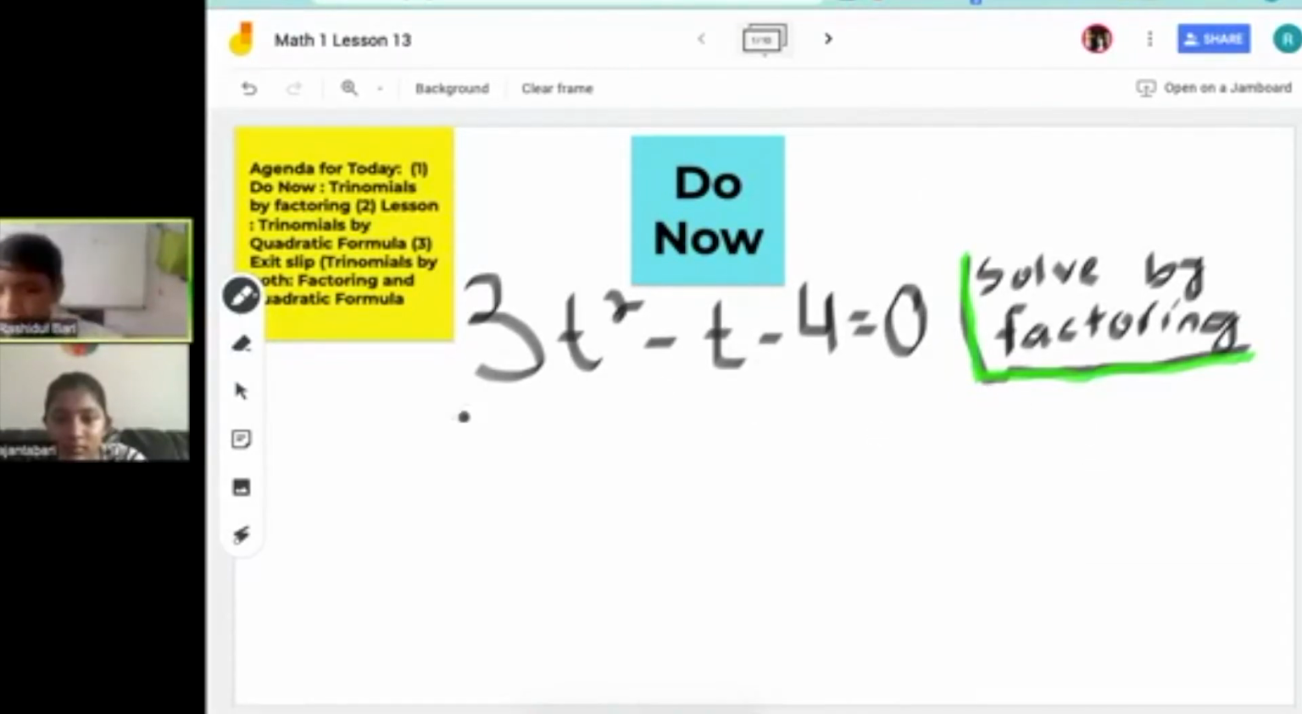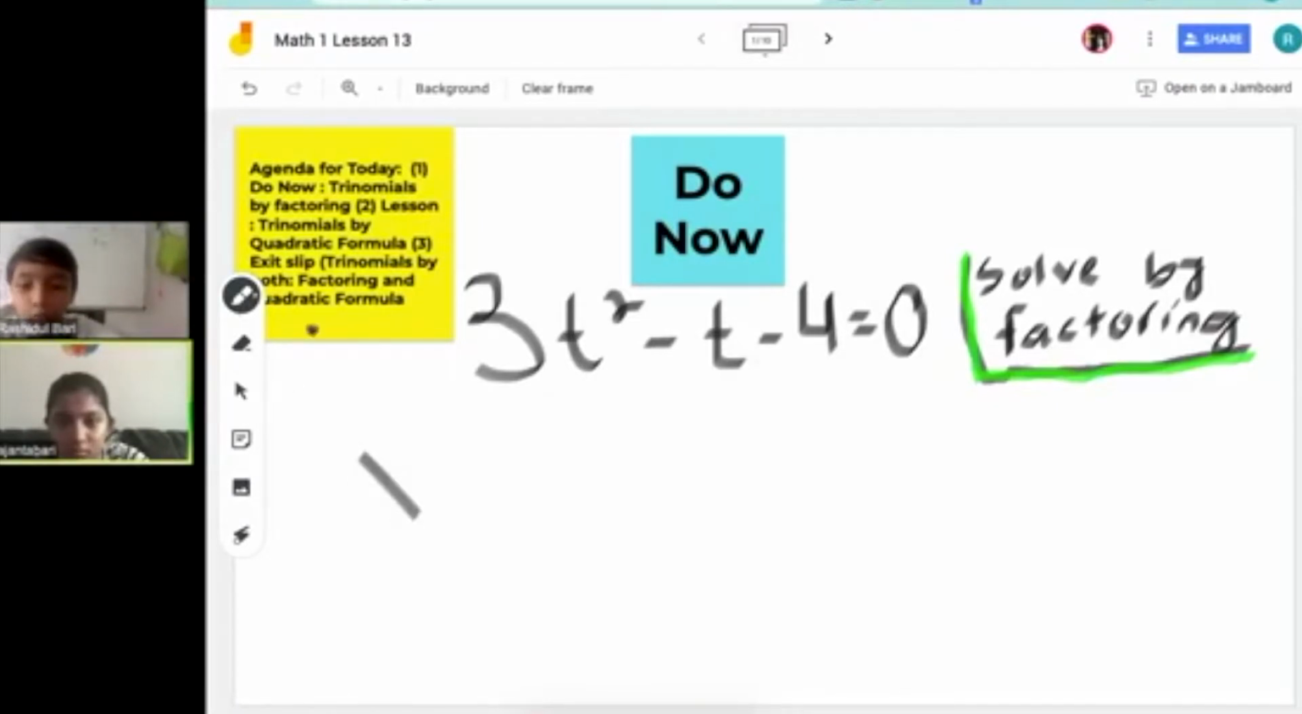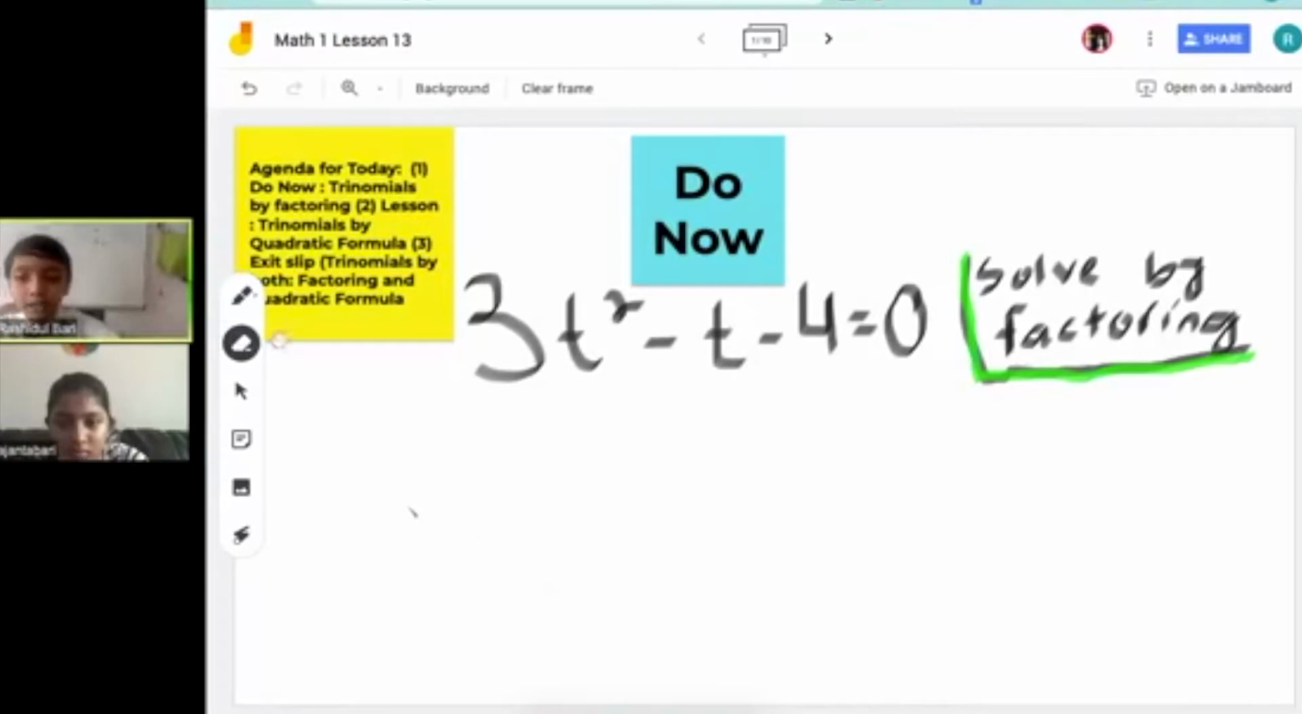Now, what is a quadratic? It comes from a family of polynomials with the degree 2. As you can see in the do now, this t is to the second power. So, how can you write a quadratic? Ax squared plus bx plus c.